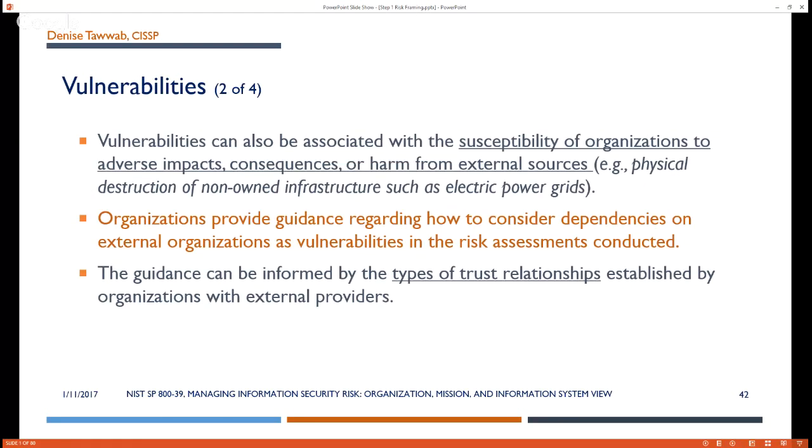Vulnerabilities can also be associated with the susceptibility of your business to adverse impacts, consequences, or harm from external sources, such as physical destruction of non-owned infrastructure, such as the electric power grid. Your business will provide guidance regarding how to consider dependencies on external organizations and third-party providers as vulnerabilities in the risk assessments conducted. So you want to not just look at what's happening inside your company, but you want to consider any external organizations that you rely on to do what you do. The guidance can be informed by the types of trust relationships established by you with your external providers.